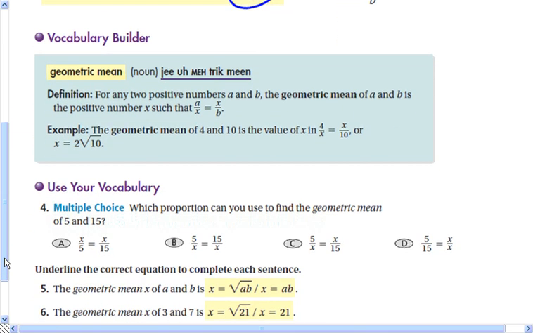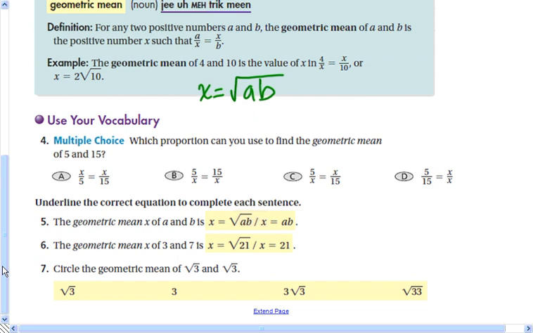All right, an important concept here: the geometric mean is the value x such that 4 divided by x equals x divided by 10. Another way we can always say that is the geometric mean is the square root of whatever my two numbers are. So we'll say the square root of a times b.